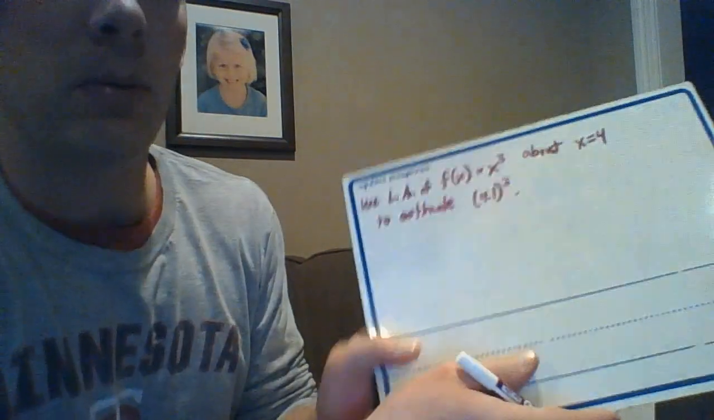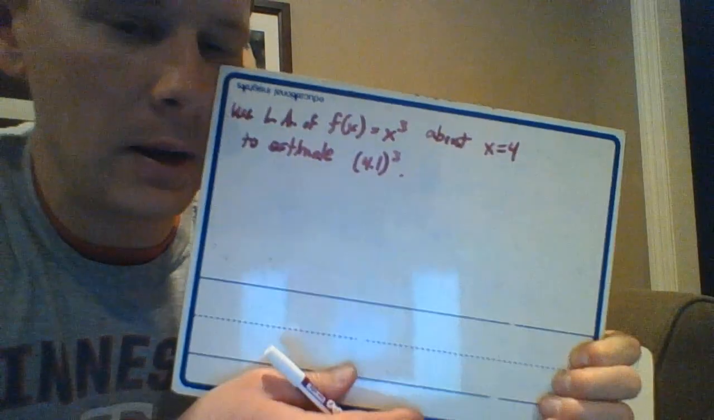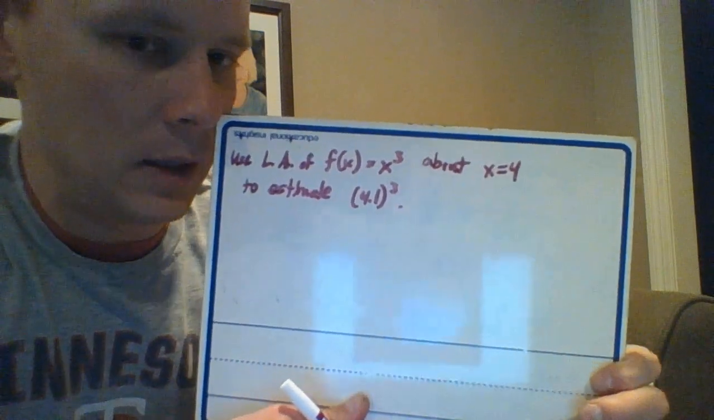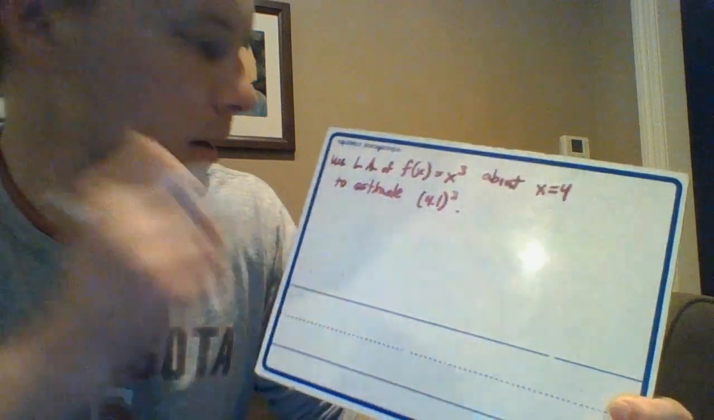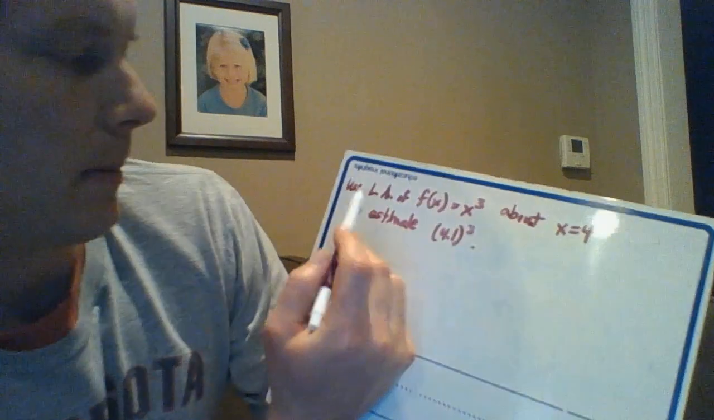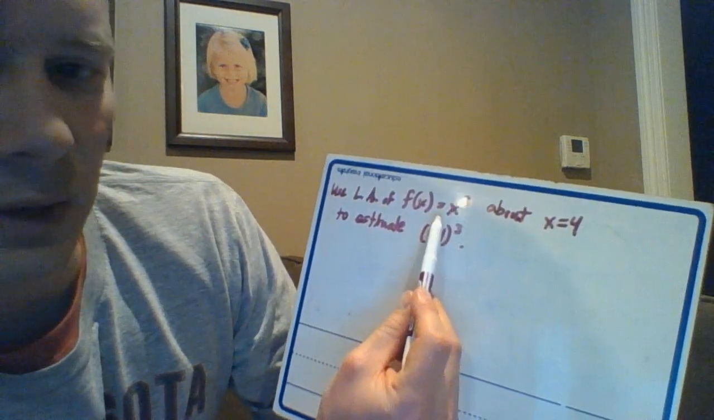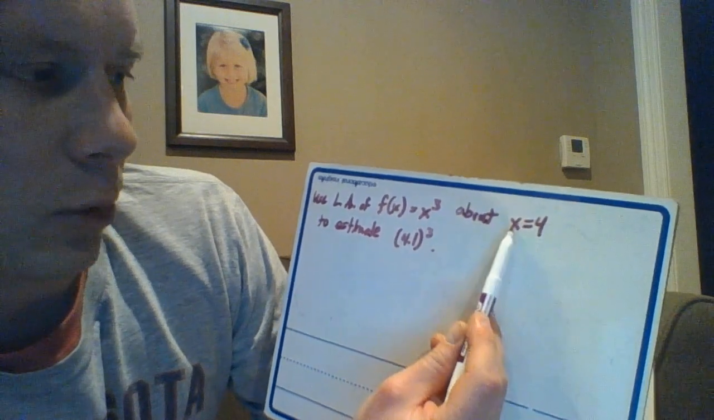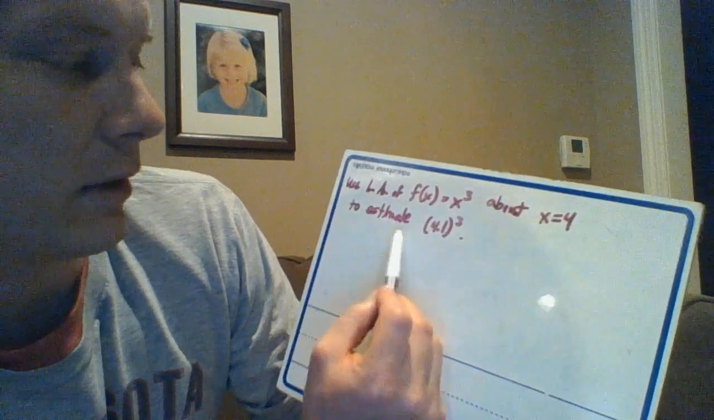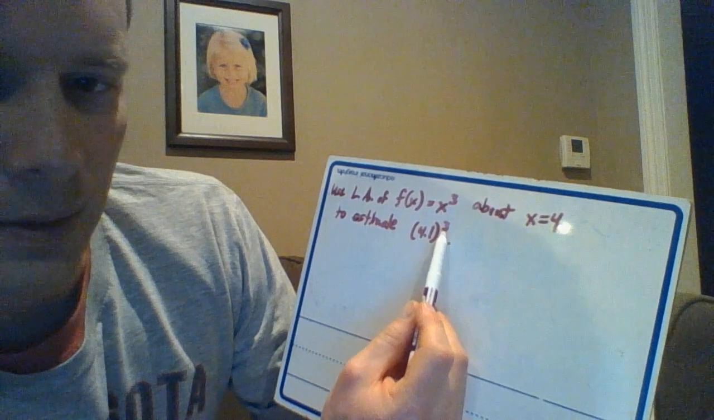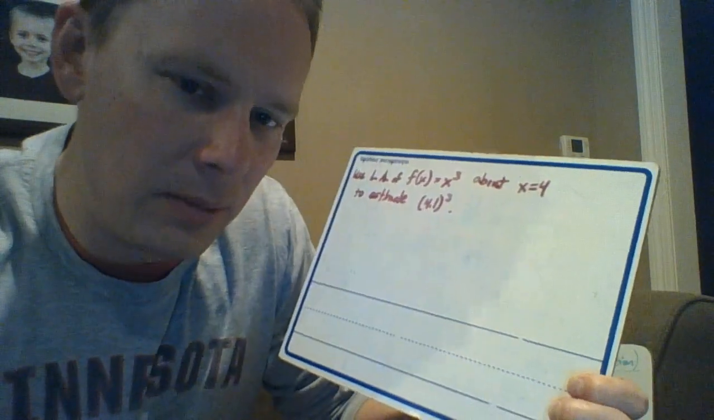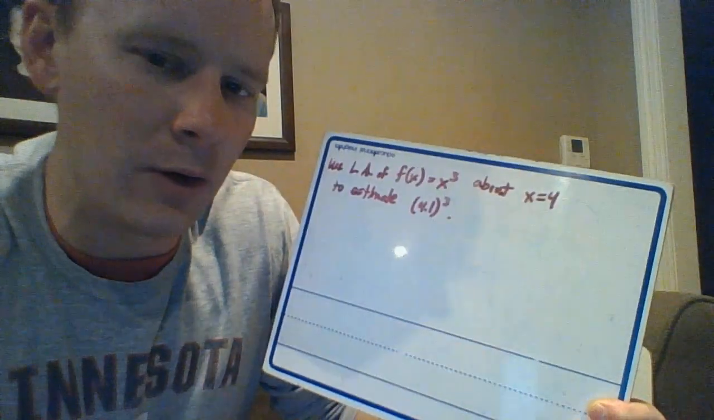Let me do a quick problem here. We'll do a basic one, and I'll have you try a couple on this first day, and then I'll give you some more practice after that. So it says use linear approximation of f of x equals x cubed about the point x equals 4 to estimate 4.1 cubed.